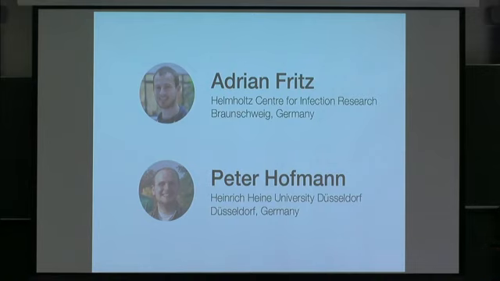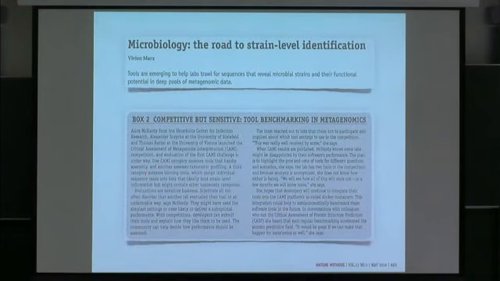So I don't know if you've noticed, but CAMI was recently featured in an article in Nature Methods, and it was called Microbiology, the Road to Strain Level Identification. And for very many medical studies, it's really important to tackle down or to identify the exact pathogen strain. And when we designed CAMI 2 years ago, we had this in mind already, because strains are important.